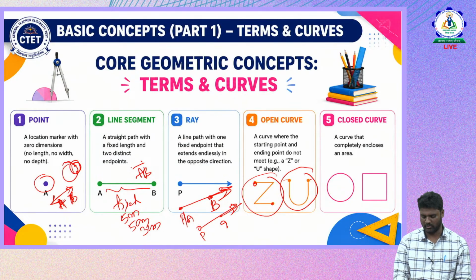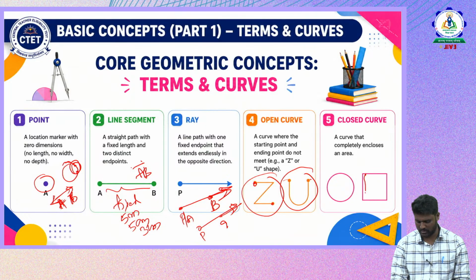Okay, so the next term is closed curve, a curve that completely encloses an area. For example, if you take a square, you start with one point and end with that same point only. That means it is completely closed.